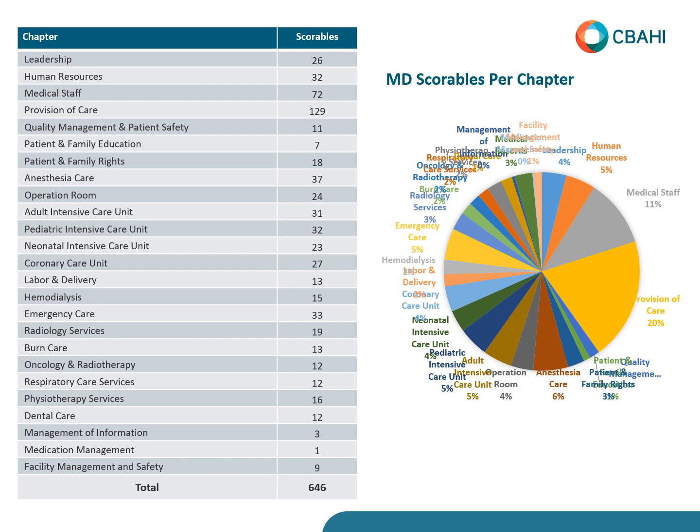MD scorable per chapter. Basically, the medical standards are scorable from variable chapters, but the majority from the provision of care, plus other chapters such as medical staff, leadership, quality, operating room, critical care, whether it is adult, pediatric, neonatal, or coronary, labor and delivery, hemodialysis, burn care, oncology, radiotherapy, as well as a few standards from the medication management, management of information, facility management and safety.